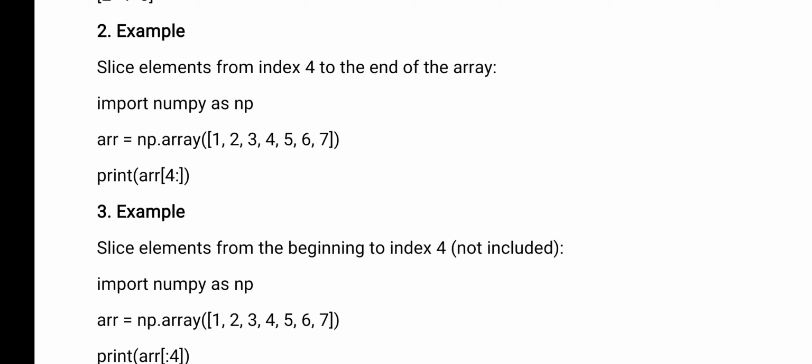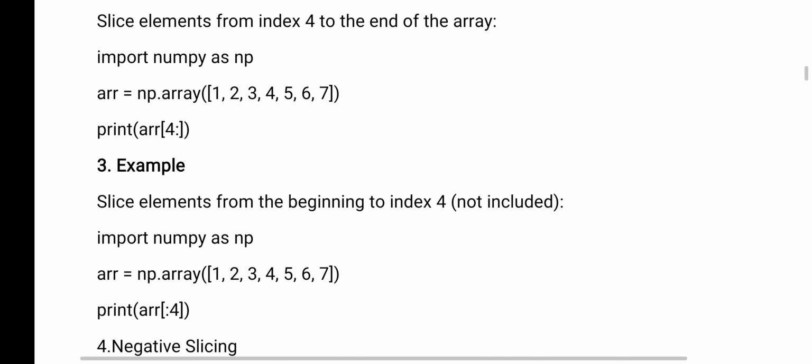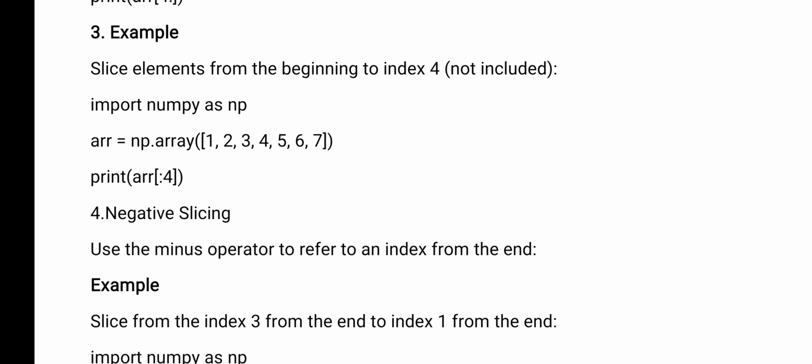Okay. Index starts from 0. So if you have given the fourth element, 5 will be printed on the screen. 5, 6, 7. Now you see the third example. Slice elements from the beginning to index 4. Beginning means what? 0. To 4 means 0, 4. Here I have not given anything for the starting point. So if I don't give the starting point, it will take from 0 only.